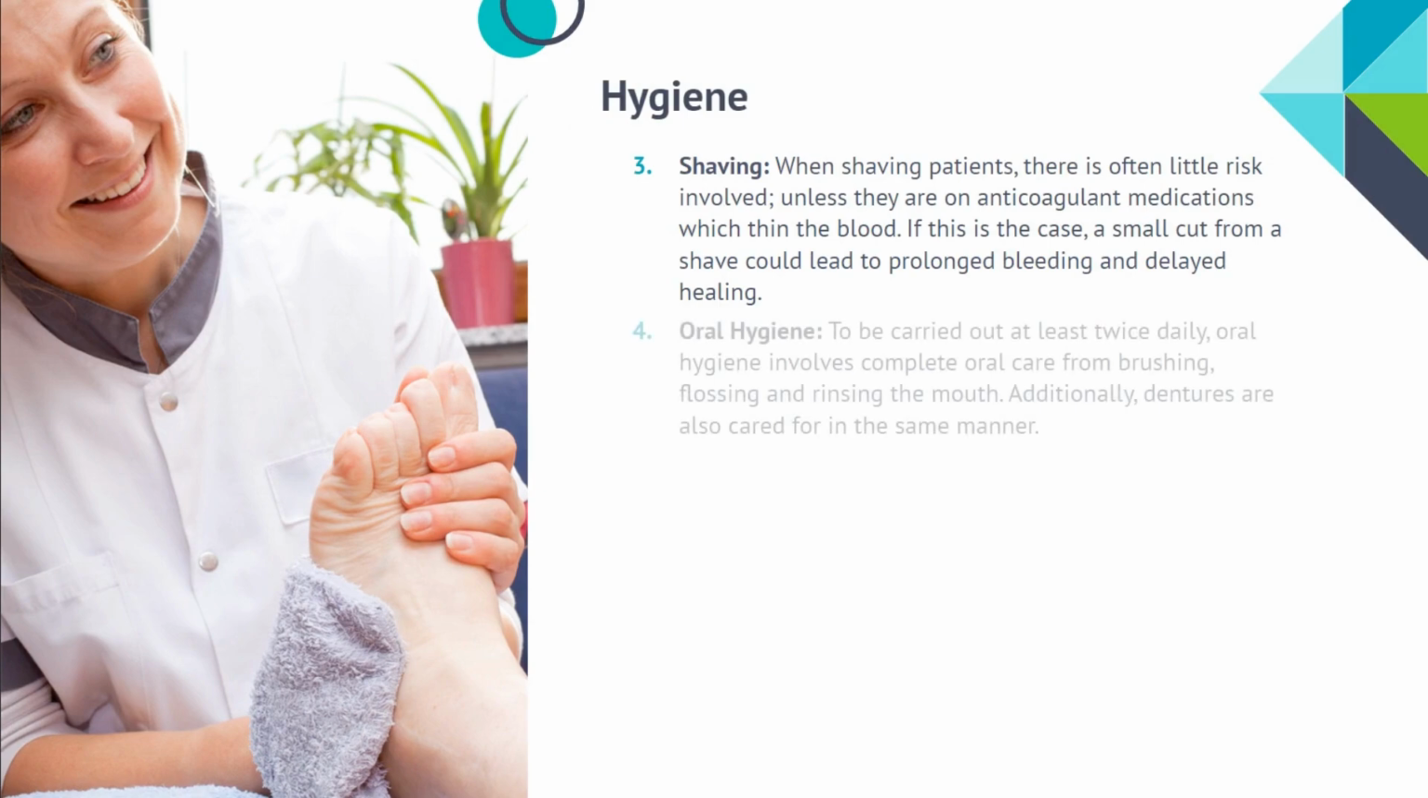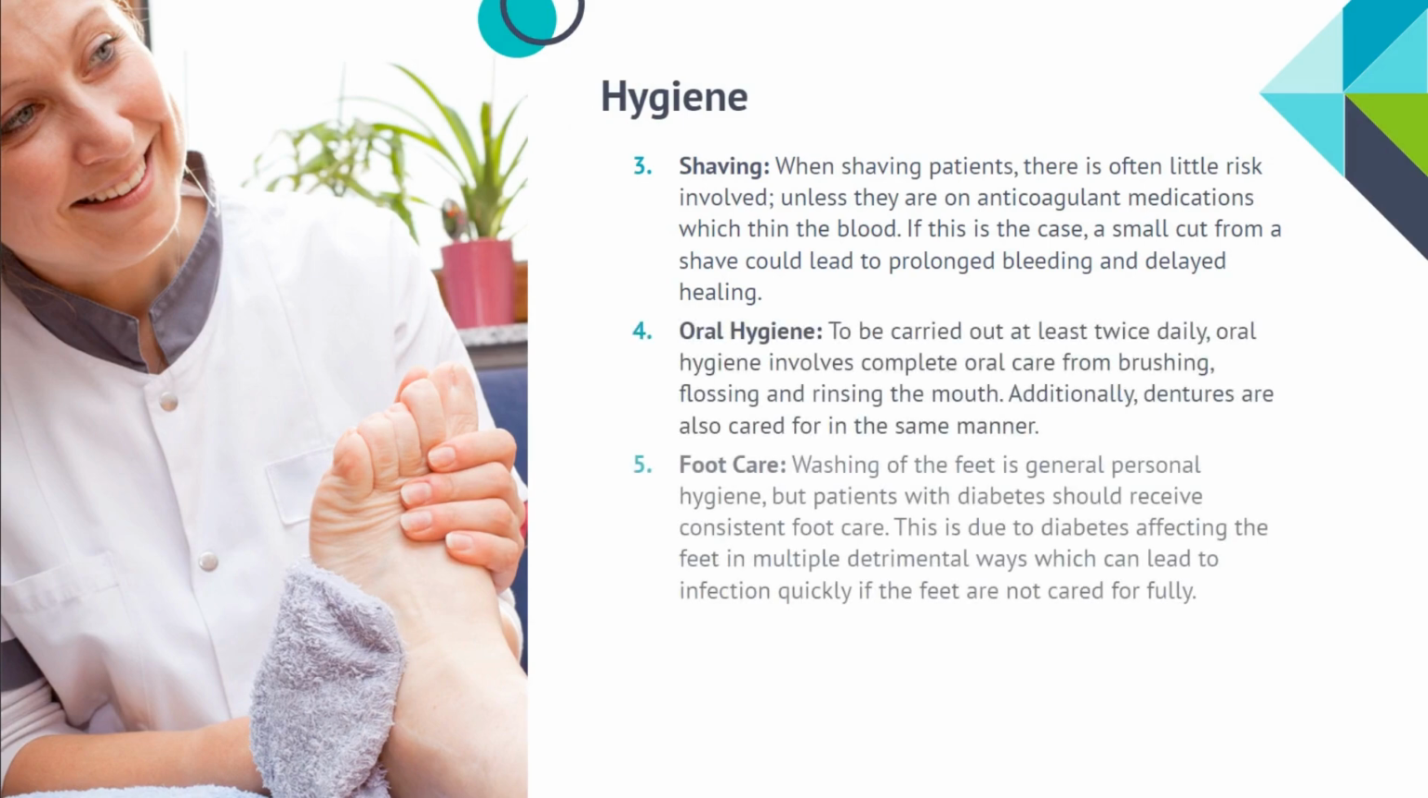3. Shaving. When shaving patients, there is often little risk involved, unless they are on anticoagulant medications which thin the blood. If this is the case, a small cut from a shave could lead to prolonged bleeding and delayed healing. 4. Oral hygiene. To be carried out at least twice daily, oral hygiene involves complete oral care from brushing, flossing, and rinsing the mouth. Additionally, dentures are also cared for in the same manner.